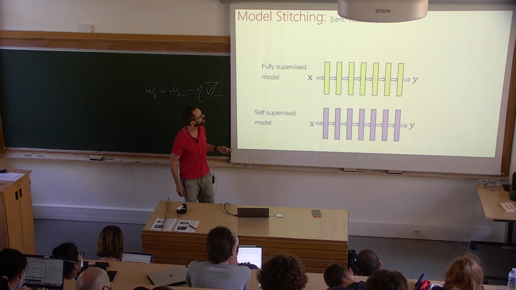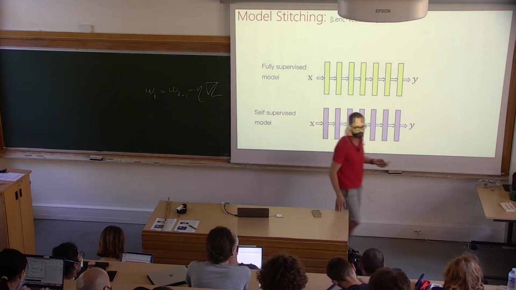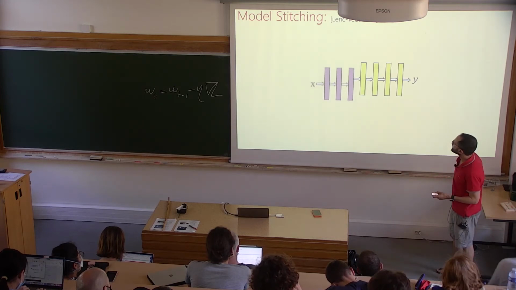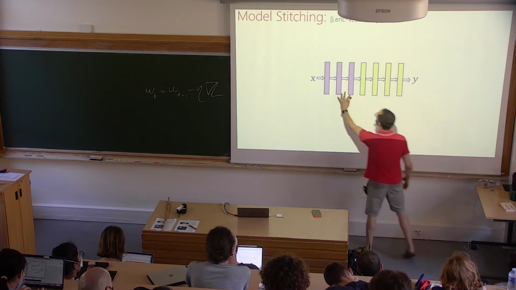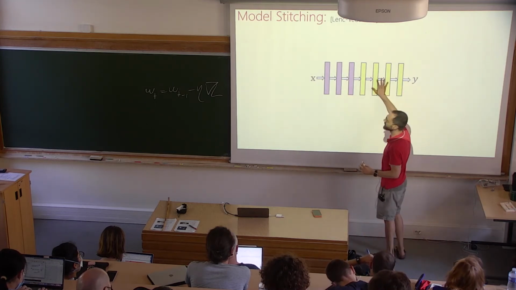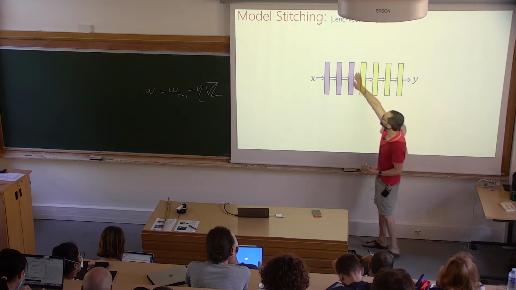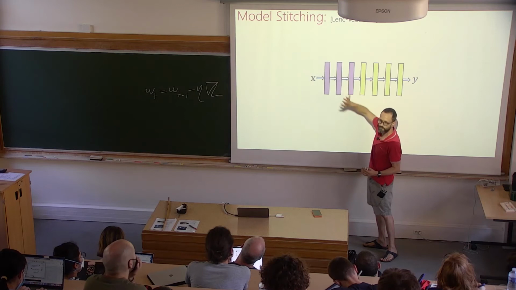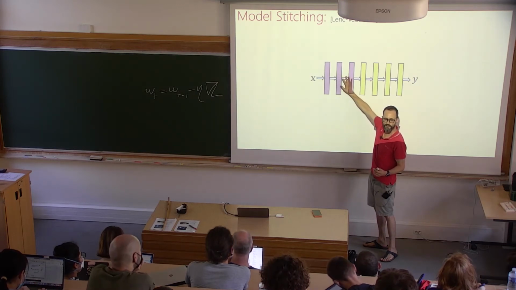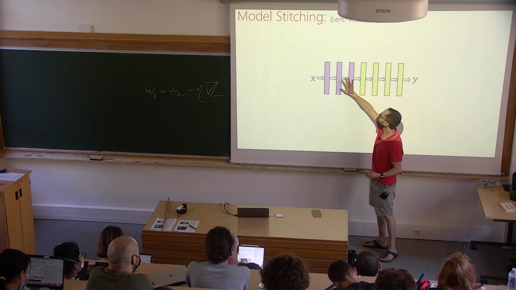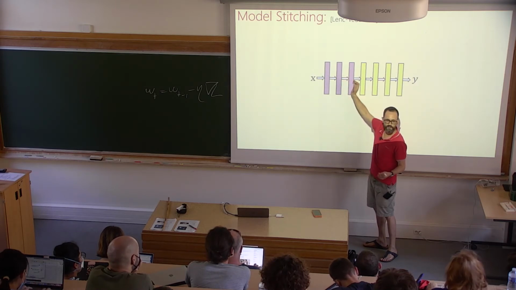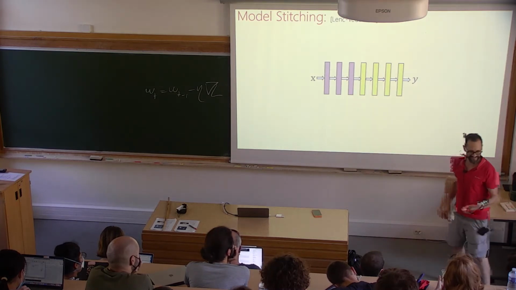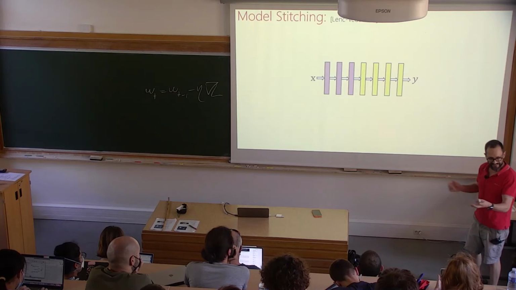And now, if they learn the same representation, then we could expect that if we took the first 3 layers of the self-supervised model and stuck them in, replacing the first 3 layers of the supervised model, then we would not lose in performance, right? If they learned, yes. Yeah, exactly. That's the stitching part. So you're one step ahead of me.